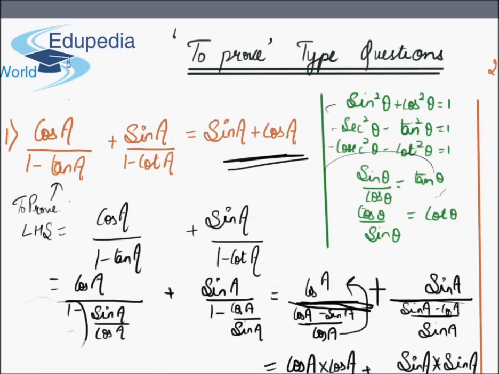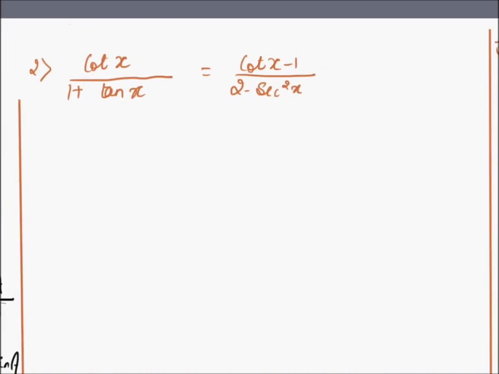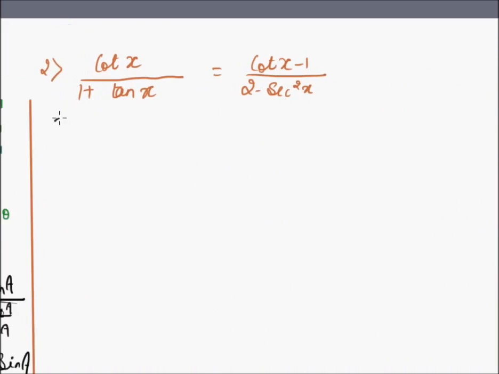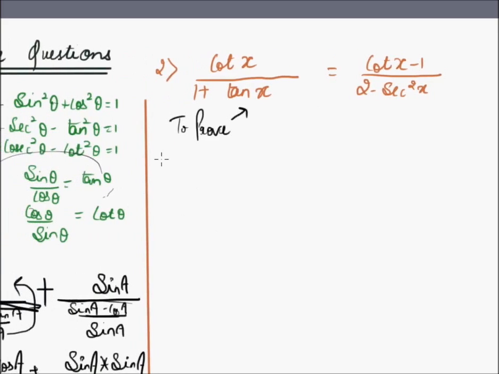Let us move on to the second question. In this case we have to prove this left hand side equal to this right hand side. So let us take the left hand side, which is cot of x over 1 plus tangent x.